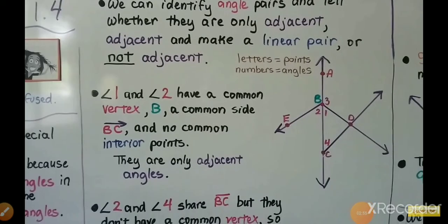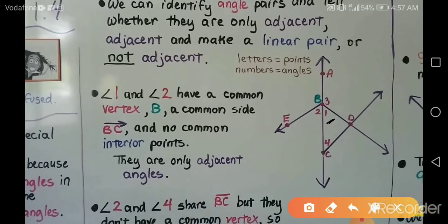I have here angle 1 and angle 2. As you see, angle 1 and angle 2 have a common vertex, called B, and a common side, BC. And no common interior points. So they form adjacent only angles. This is called adjacent angles.